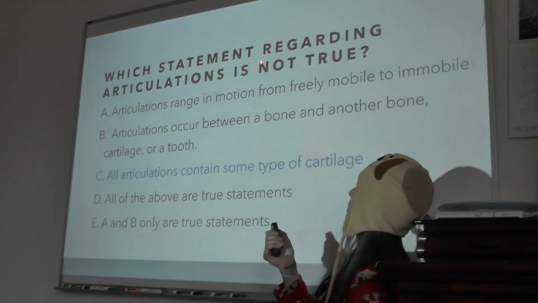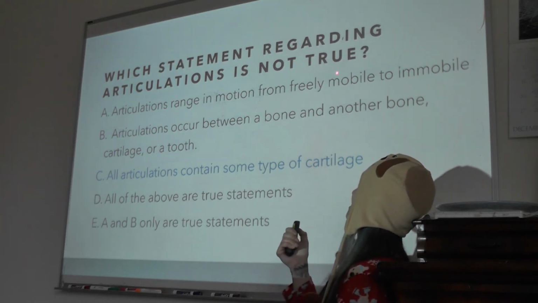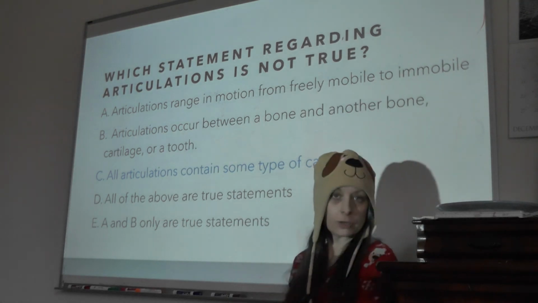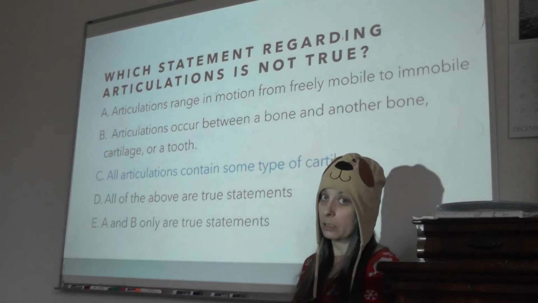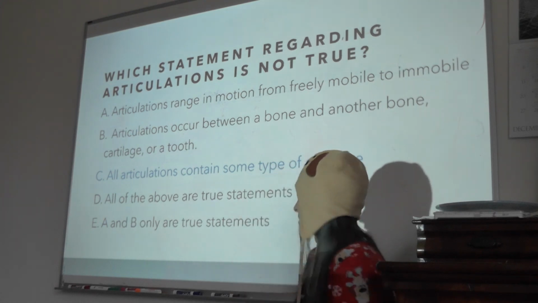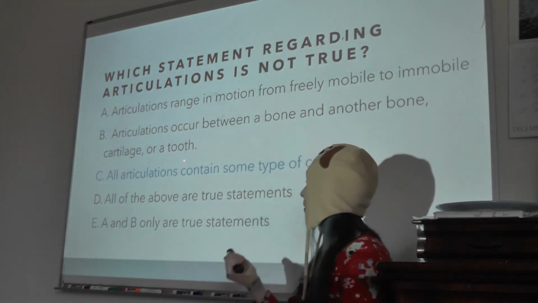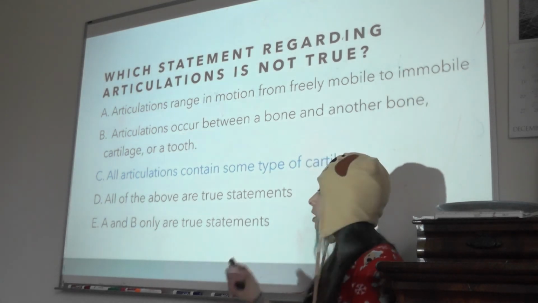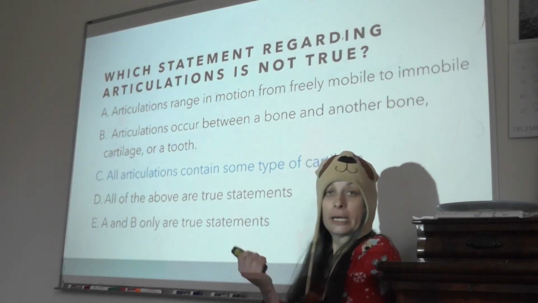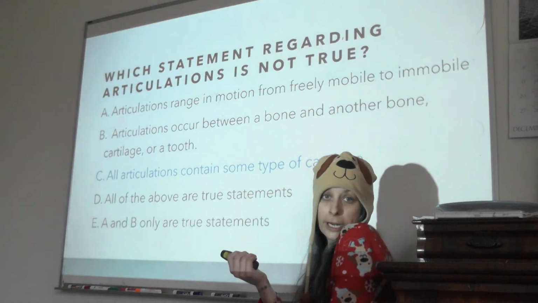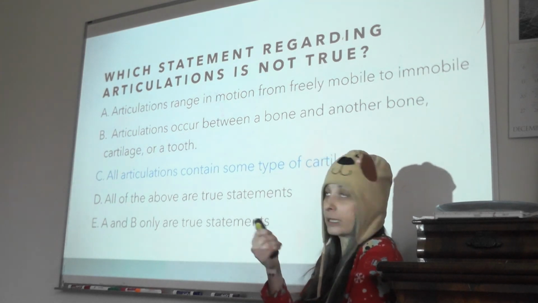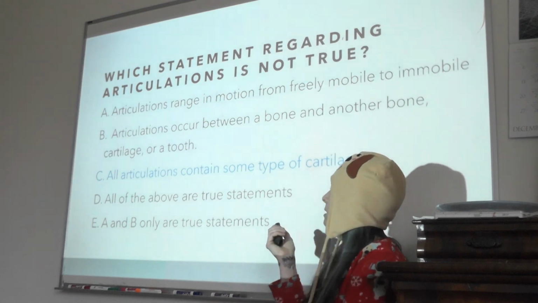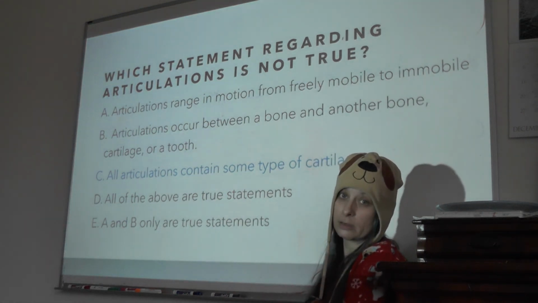The question is, which statement regarding articulations is not true? This is not true. Fibrous joints don't have cartilage in them. Fibrous joints have fibers. So yeah, that's just not true. Sure, cartilaginous joints do, and synovial joints have cartilage, supporting and reinforcing, and you've got ligaments and all of that, but there's definitely articular cartilage present, but our fibrous joints do not.